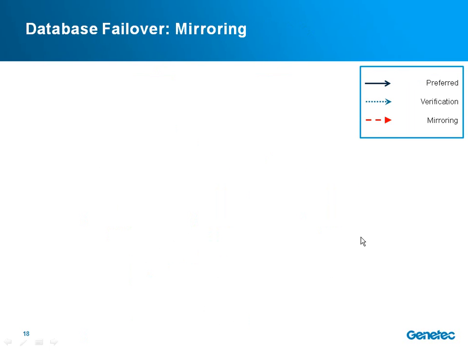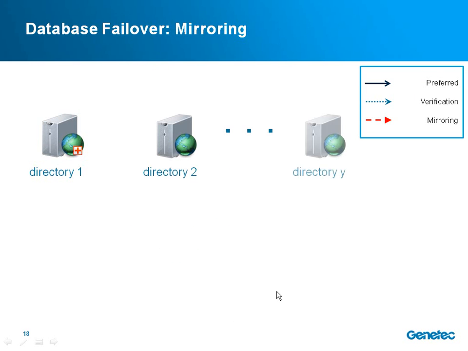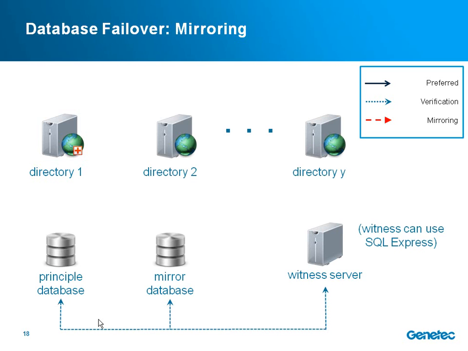Alright, so now that we've seen what the backup and restore option will do, let's take a look at mirroring. Once again, we have our servers here, but we have a change with respect to the databases. Using SQL mirroring, we have a principal database, a mirror database, and we have a witness server which is used for verification in order to resolve conflicts. The databases can be hosted on any server, and the same is applicable to the witness server here.